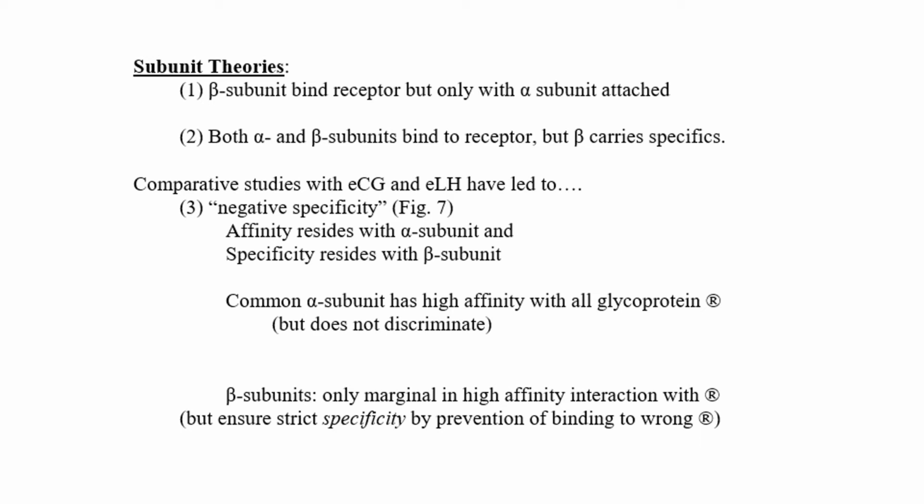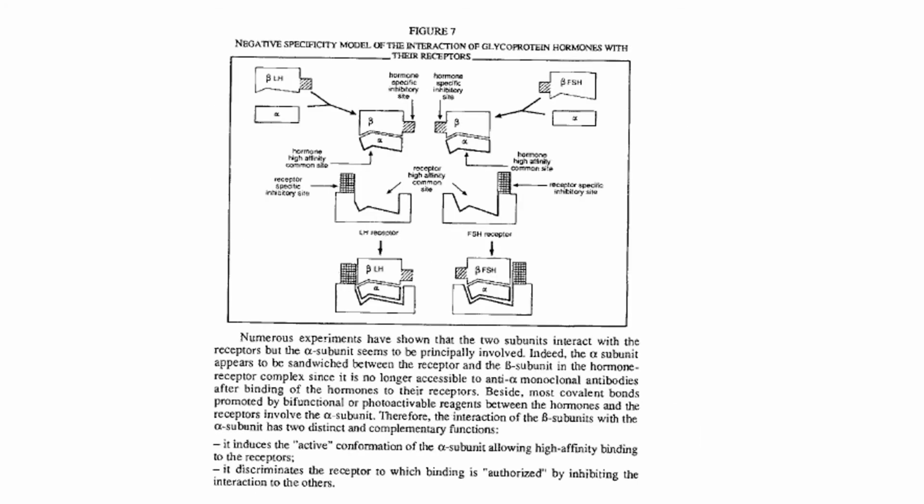So I think the next slide should be the figure. Yep, there it is. Okay. So you may have to pull yours out and put on your glasses or a magnifying glass. Okay? But we'll start. And this is a cartoon, this is a cartoon, this is a cartoon. So don't think, we know what the receptor looks like, but here's a cartoon. Okay, so this is a negative specificity theory or model of the interaction of glycoprotein hormones with their receptors.